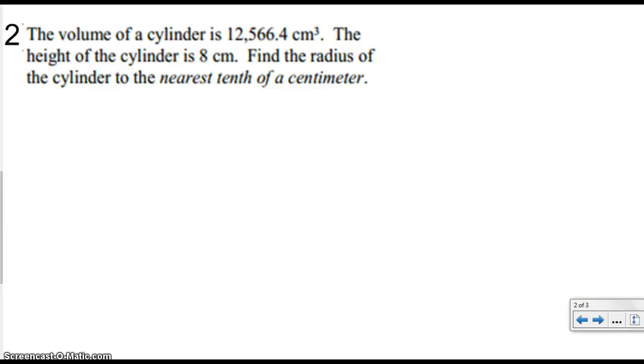So we know the volume. The height of the cylinder is 8 centimeters. Find the radius of the cylinder to the nearest tenth of a centimeter. Now, once again, the way to start is always, what is the volume? What is the formula I want to use?